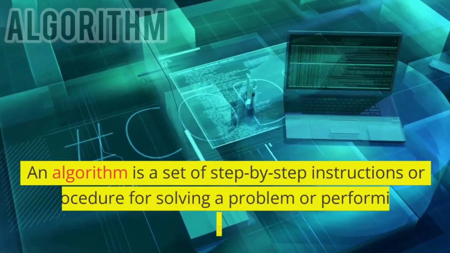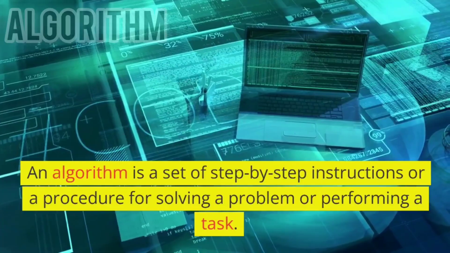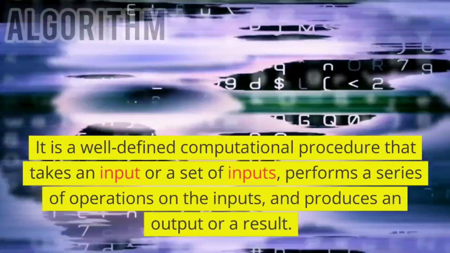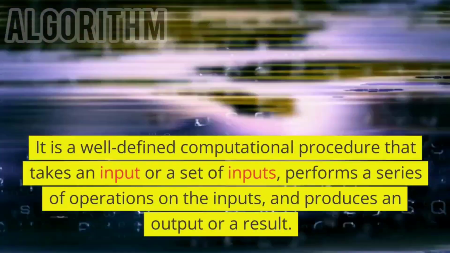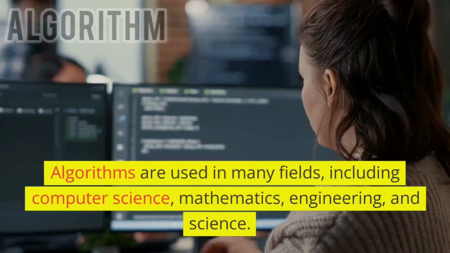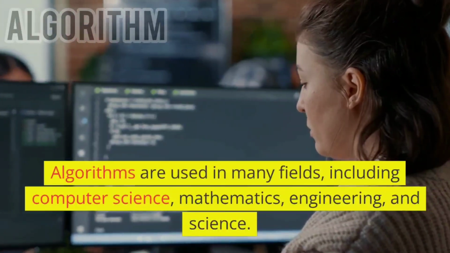An algorithm is a set of step-by-step instructions or a procedure for solving a problem or performing a task. It is a well-defined computational procedure that takes an input or a set of inputs, performs a series of operations on the inputs, and produces an output or a result. Algorithms are used in many fields, including computer science, mathematics, engineering, and science.